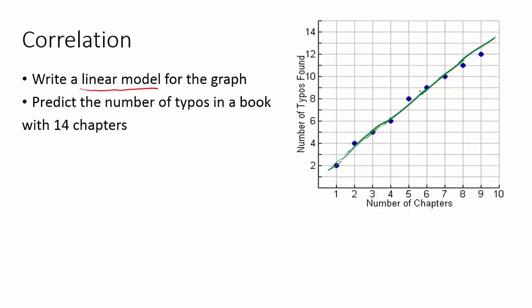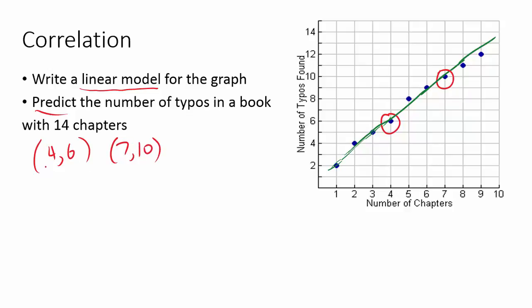Now I'm going to pick 2 points that seem to fit this line that I drew, and it looks like maybe these two. Again, you could pick 2 different ones. We would get slightly different answers, but in the end, our predictions should be pretty similar. So I'm going to pick these 2 ordered pairs to write my line of best fit. I've got the point (4, 6), so 4 chapters, 6 typos. And I've also got the point (7, 10).